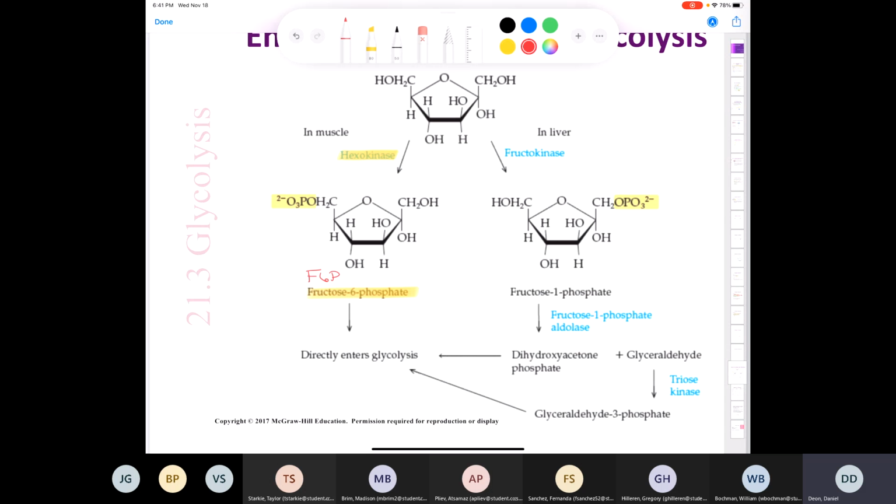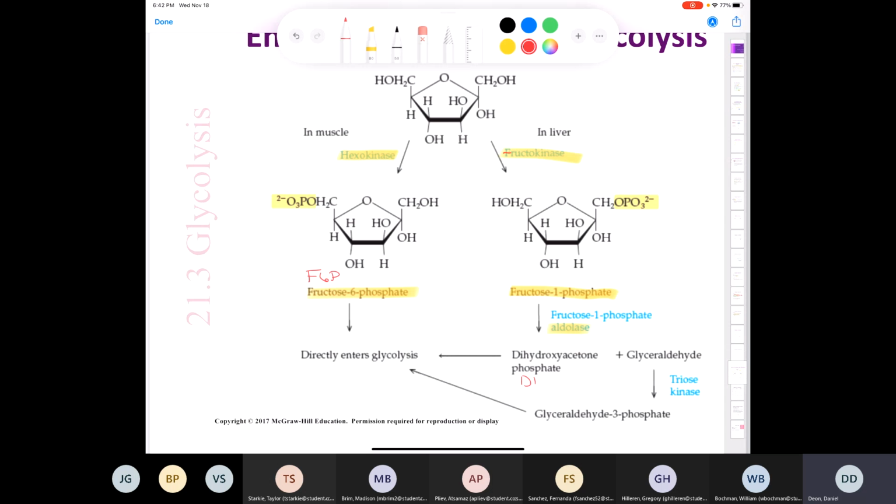So wow, it just goes right into glycolysis. Okay, if it's in the liver, then this different enzyme, fructokinase, is going to act upon it to make F1P. That's a new intermediate. We didn't see that this evening. But then it gets acted upon by this aldolase, breaks it apart into, hey, DHAP.